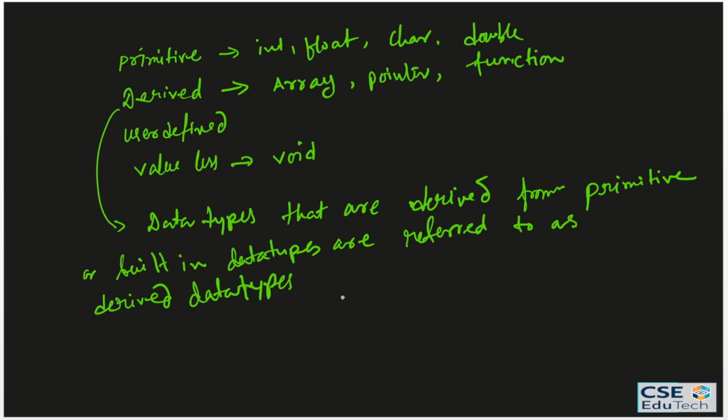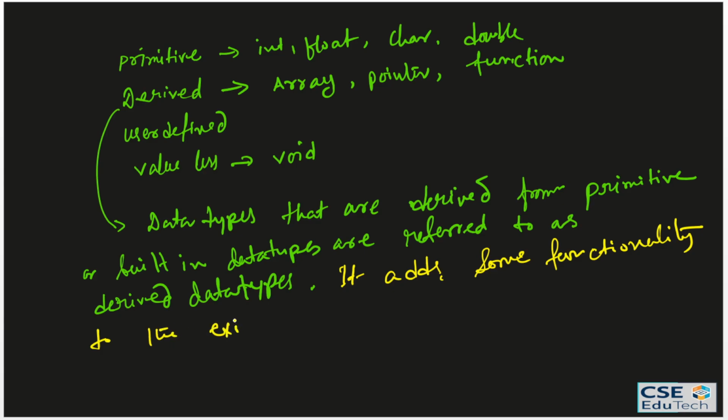Now, derived data types do not create a new data type. Instead, they add some functionality to the existing data types. So these are known as the derived data types.